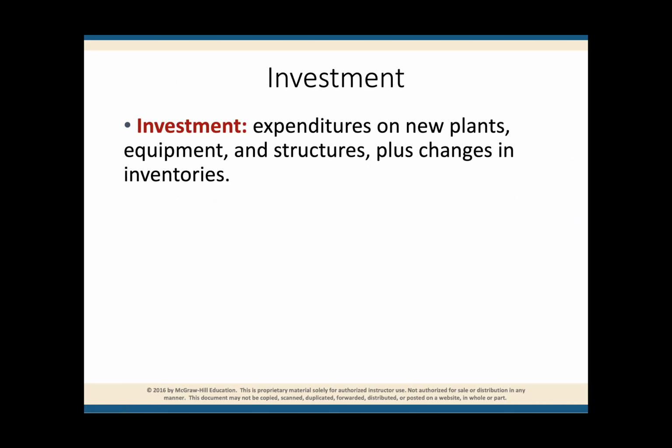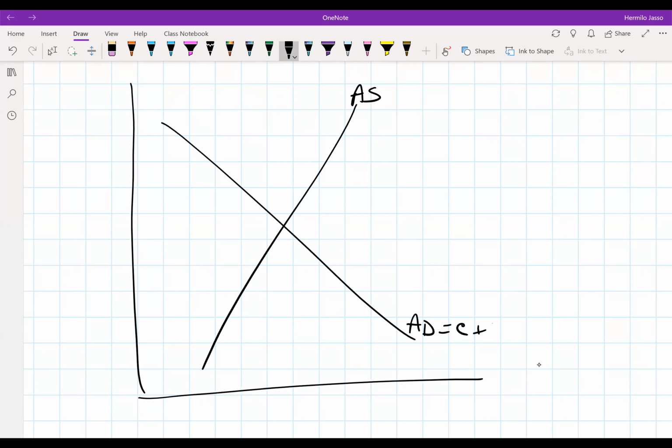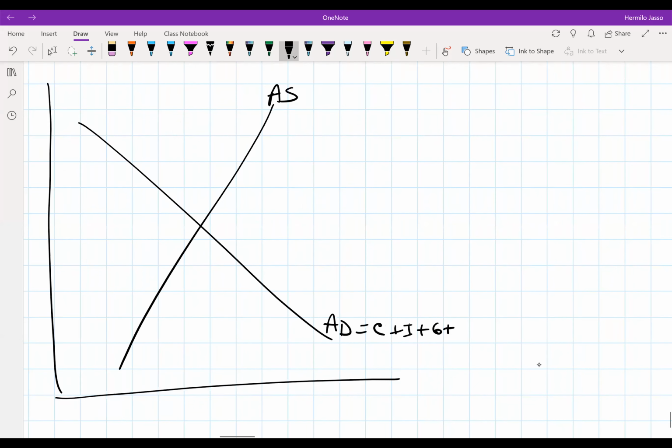Now let's talk about investments. Investment is consumption made by companies, right? So investment is expenditures on either a company buying a new plant or a company buying inventories. So this is what we have, guys. We have the aggregate demand, the aggregate supply, and this is C plus I plus G plus X minus M. We already know about consumption, right? Now let's talk about investments. Investments is purchases made by companies.